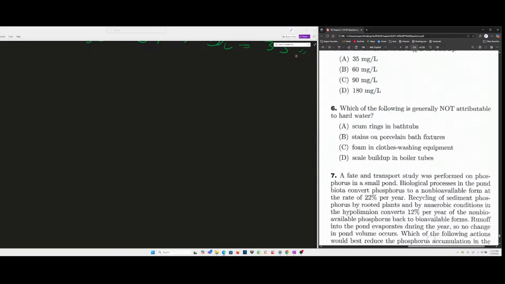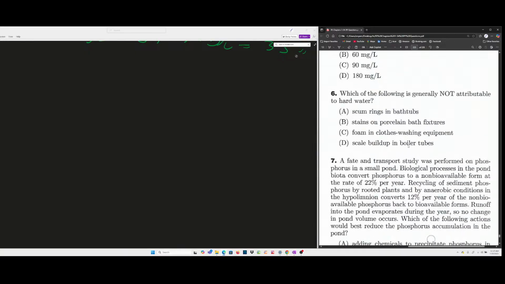Next question is, which of the following is generally not attributed to hardness of water? Scum in the rings of the bathtub. Yes, hardness of water. The biggest difference between hard water and soft water is that hard water doesn't lather. What I mean by lather, when you're taking a shower and you put soap and sponge it, you're going to see foamy stuff. In hard water, you don't have this foamy stuff. So that's one of the big differences. So foaming of clothes when washed is definitely the answer. Scale build up, yeah, it stains on the porcelain, but that's hard water. So it doesn't lather. So the answer is definitely C.